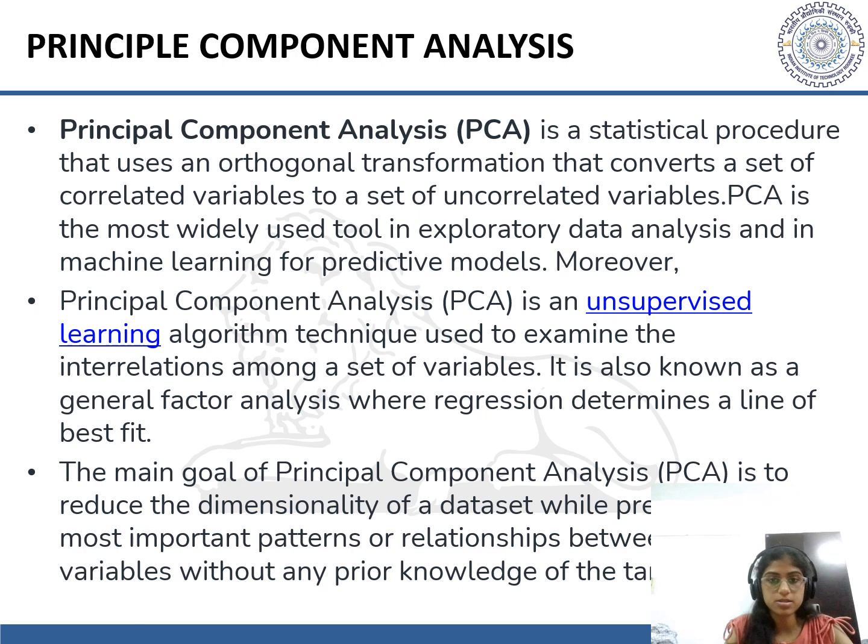PCA is basically a strategic procedure of unsupervised learning algorithm, which reduces the dimensions of a dataset while preserving the most important patterns or relationships so that we don't have to store the exact bigger data. Instead of that, we can store some amount of data which encounters the most important things needed to represent the data.